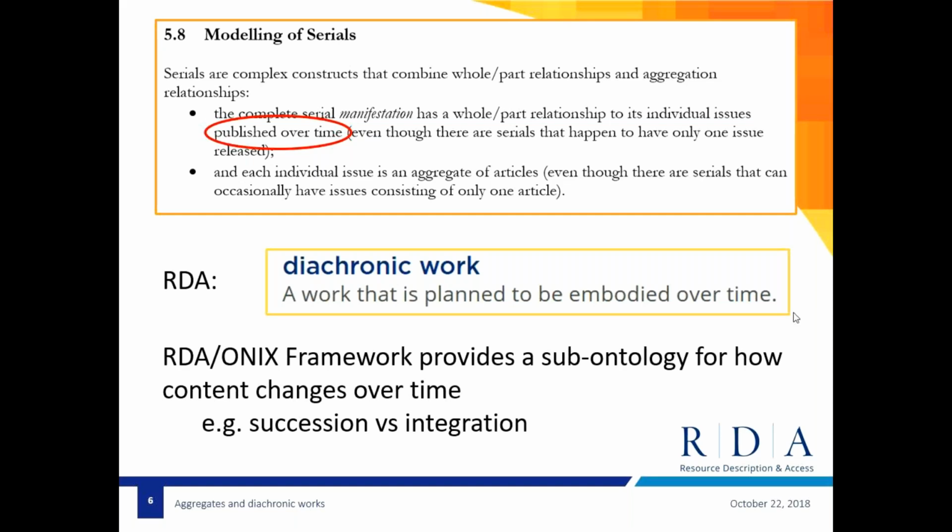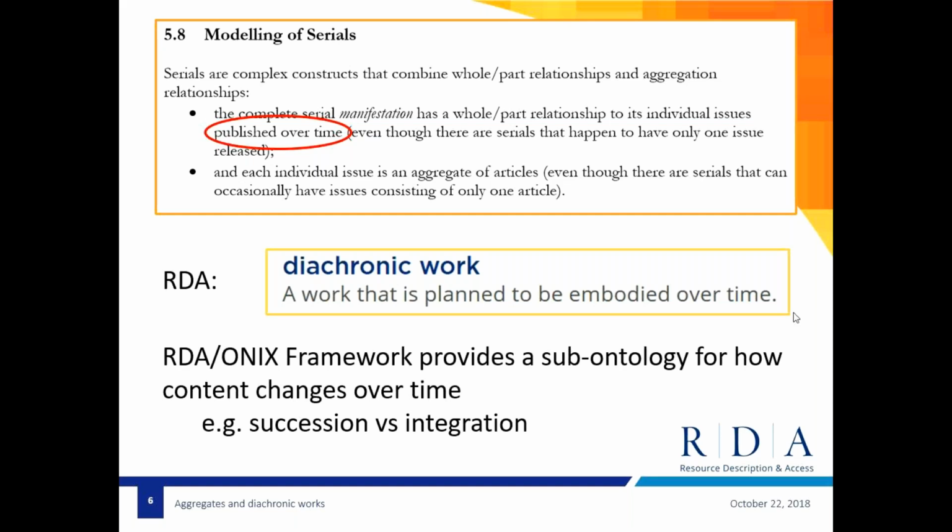When it says the complete serial manifestation, we're talking about the manifestation of the whole serial. It may be manifested in discrete issues, but each of those is treated on its own. The whole thing has a whole-part relationship, because the whole serial is issued in parts called issues. And this is where we get the idea of diachronic works.